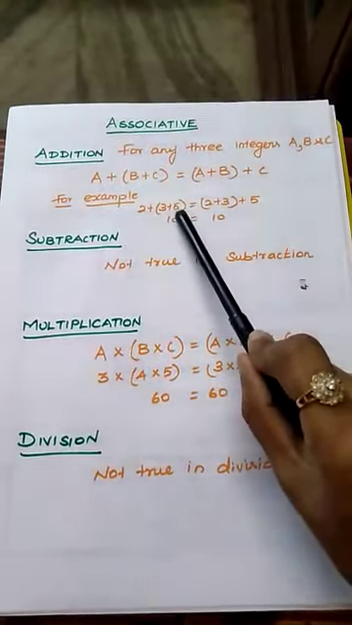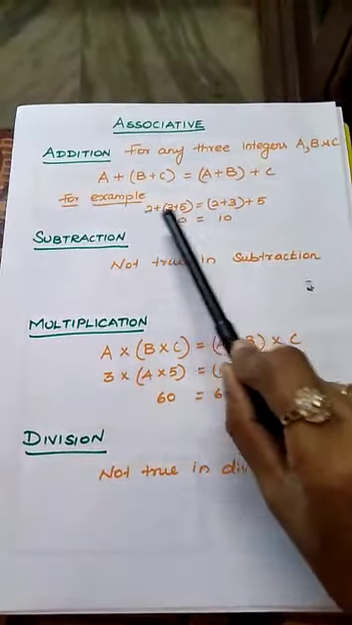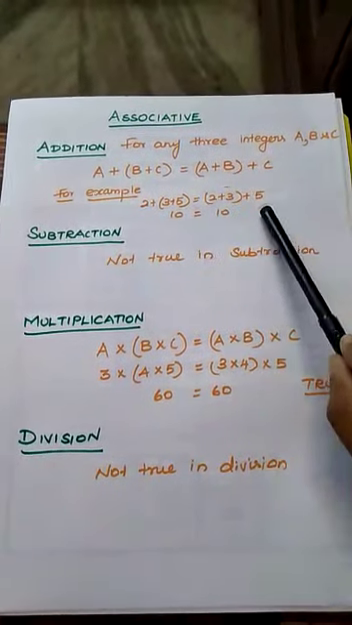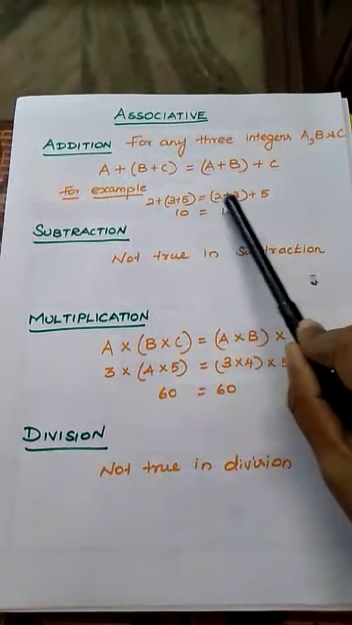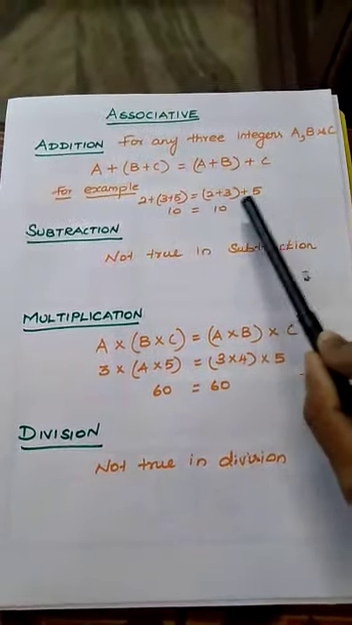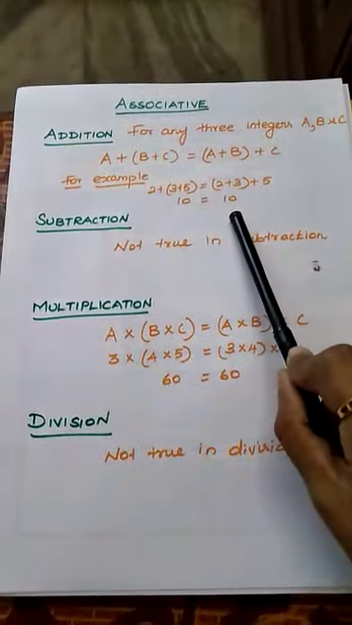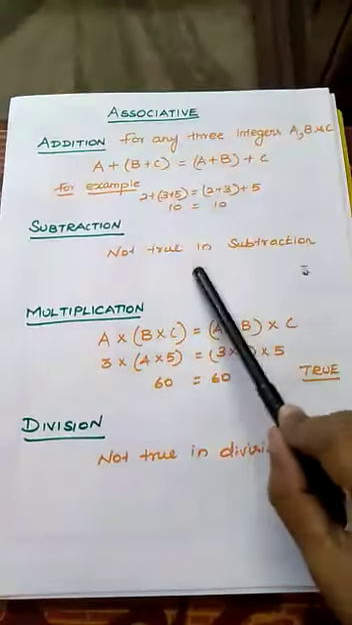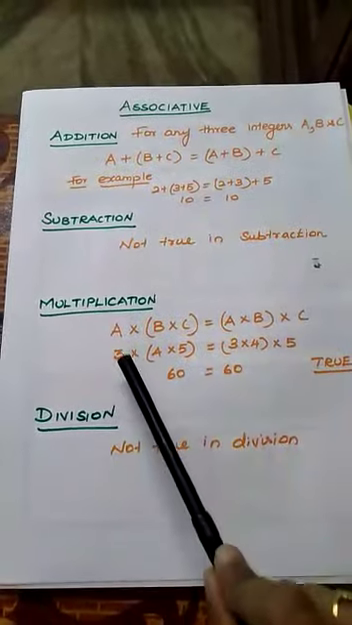3 plus 5, what is the answer? 8. 8 plus 2, the answer is 10. On the RHS, first add the first two values: 2 plus 3 is 5, 5 plus 5 is 10. LHS is equal to RHS. Subtraction is actually not true in associative.